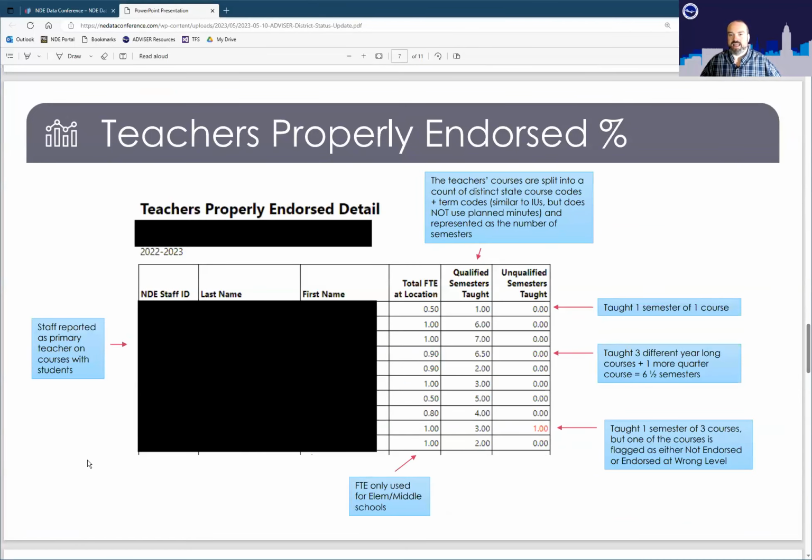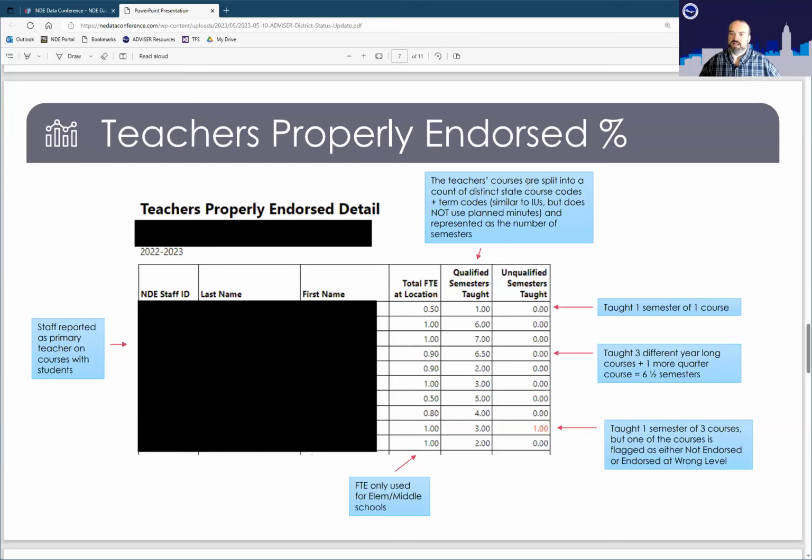So here is what that detail sub-report looks like. It lists each individual teacher you have. These are teachers that have been reported as a primary teacher on a section. Like I said, we list the total FTE for that teacher at that school. Here, it's used in the elementary and middle calculation. I will get to that on a later slide.